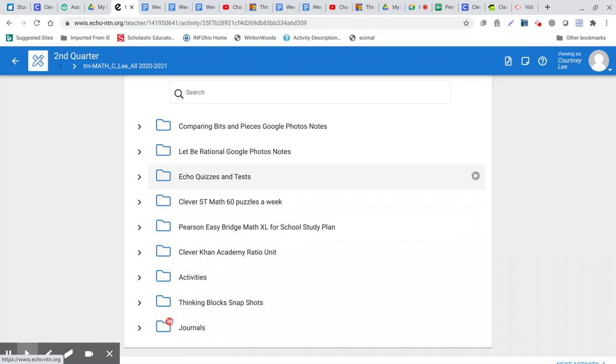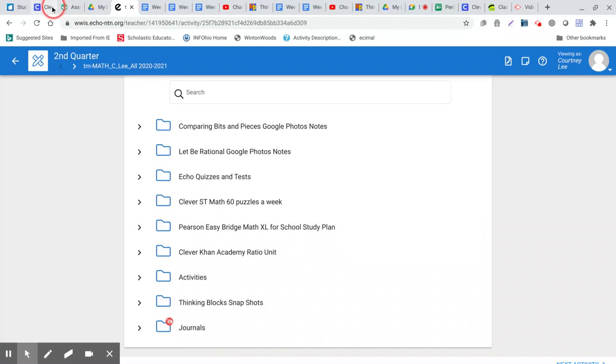is the publisher of our book, and they also are the publishers of MathXL for School, which is the study plan. So these two assignments are very important because they are related. They have the same type of questions, same type of material, the same authors. So how you get to it is actually through EasyBridge, Pearson EasyBridge.